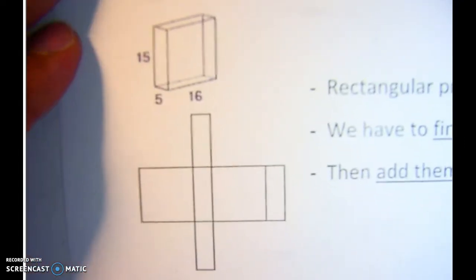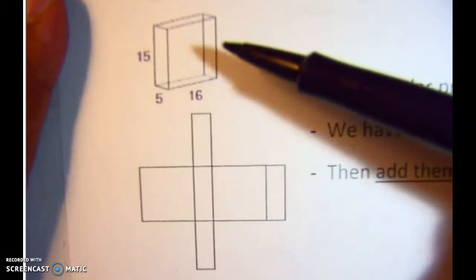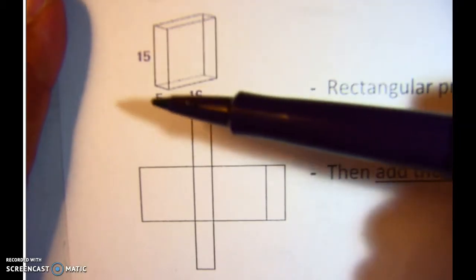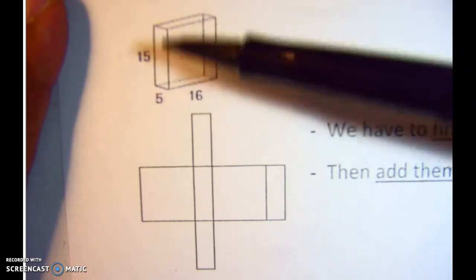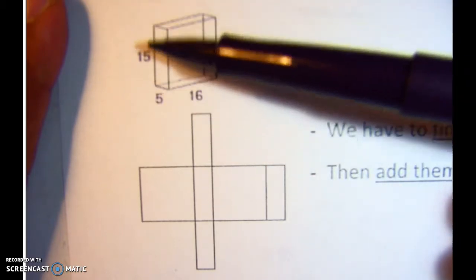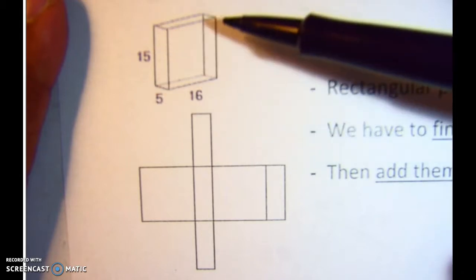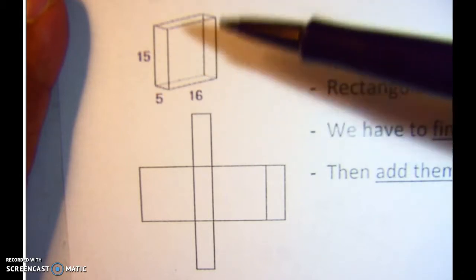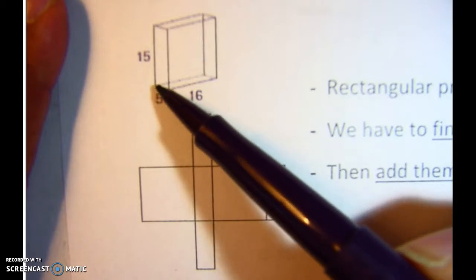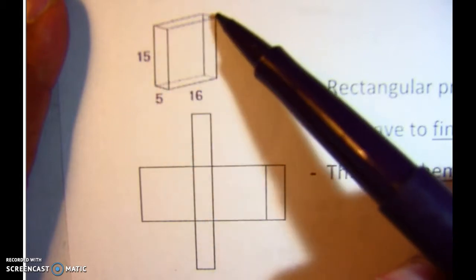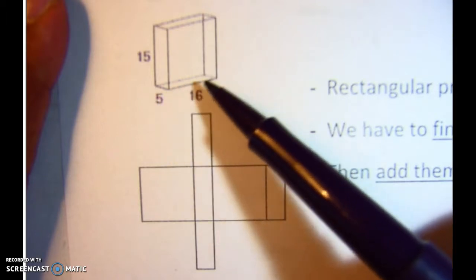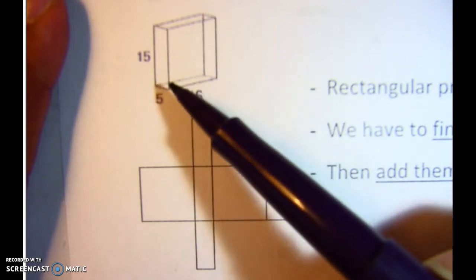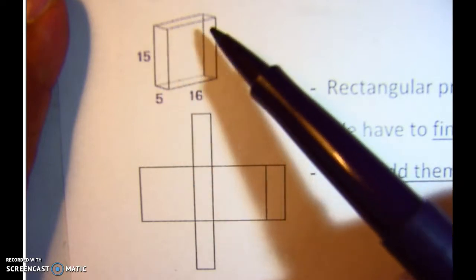So let's look at this example here. Here we have a 3D object. We have a rectangular prism. And they've labeled all of the dimensions actually. I have 15, which is the height. So all of these going up and down are 15. I have 5, which is that edge. All those little edges are 5. And I have 16. So 16 here, 16 here, 16 here, 16 here.